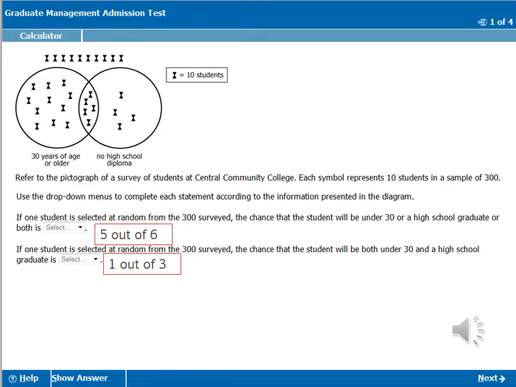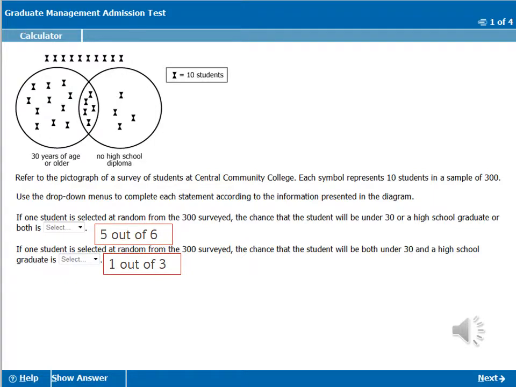So we can subtract that 50 and we're looking at 250 students out of the 300. So the probability is 5 out of 6. The second question reads, if one student is selected at random from the 300 surveyed, the chance that that student will be both under 30 and a high school graduate is.